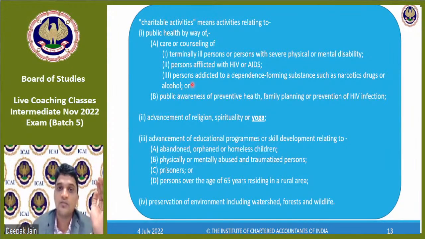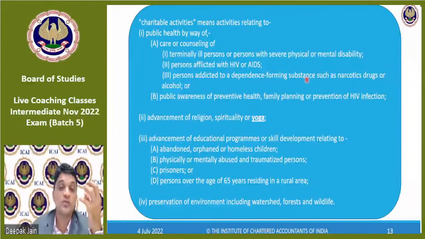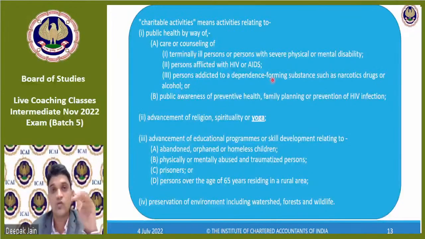Persons who are terminally ill or persons with severe physical or mental disability, which means they have broken their knees or something, which means they are not having a limb. That is a care of physical thing. Or mental disability means they are not mentally normal. Okay, so anything care or counseling services of that will be exempted. The persons afflicted with HIV or AIDS, those patients, persons addicted to a dependence forming substance. So anything which they're too much dependent on, alcohol or drugs, for those people, if there is a center which is run and they're doing the care or counseling of them to come out of it, then that is a public health service.